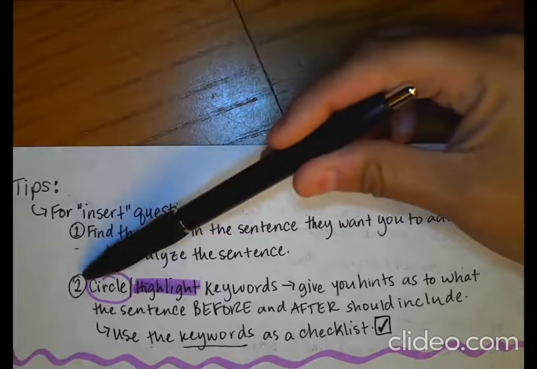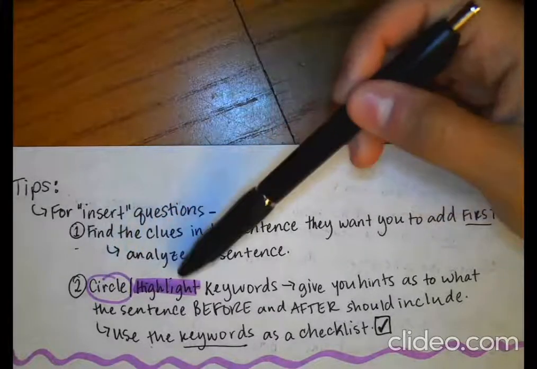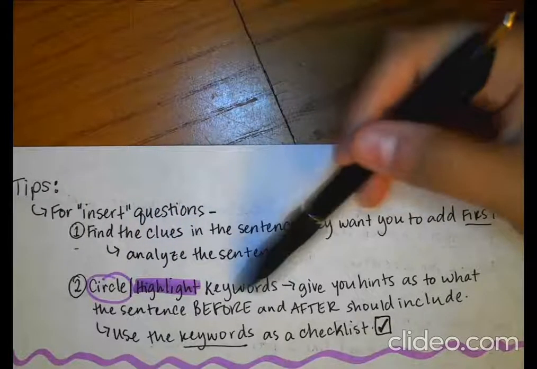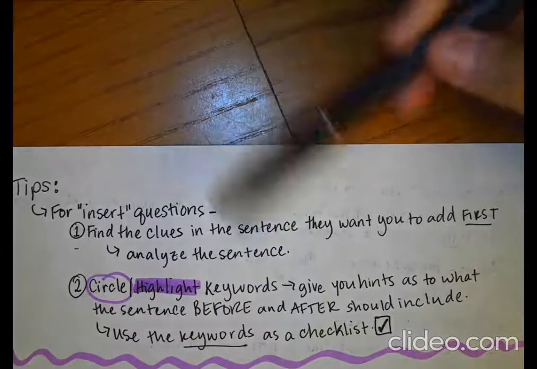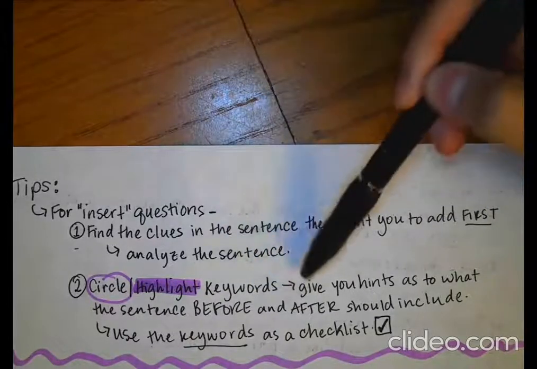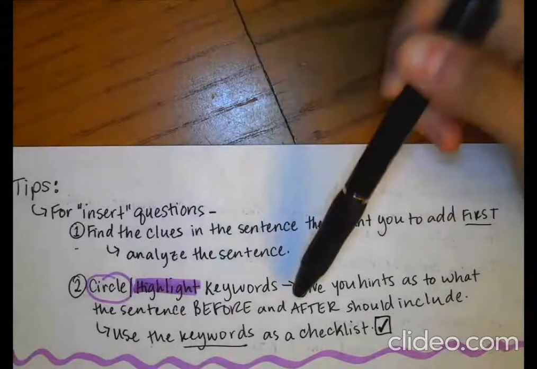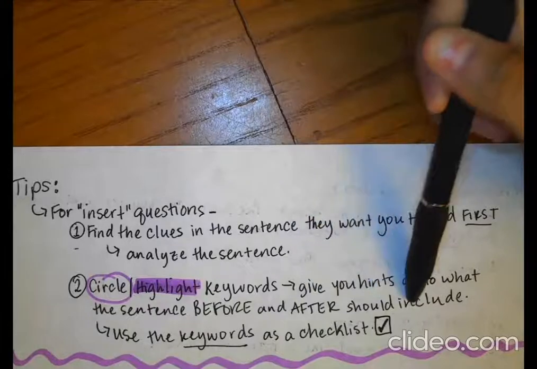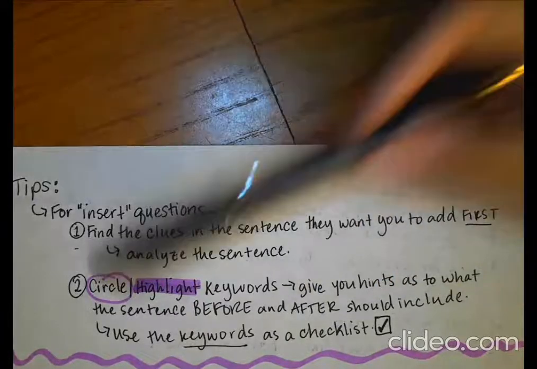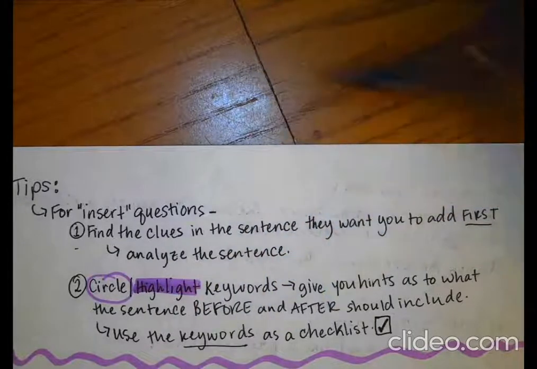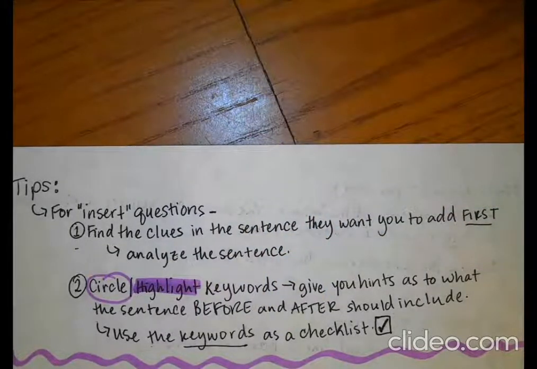Number 2, we'll circle, highlight, underline those keywords in that sentence. The keywords are what give you the hint as to what the sentence before and after should include. And we will use the keywords as a checklist. Okay? So you're probably like, what? What do you mean a checklist? We'll talk about that right now.